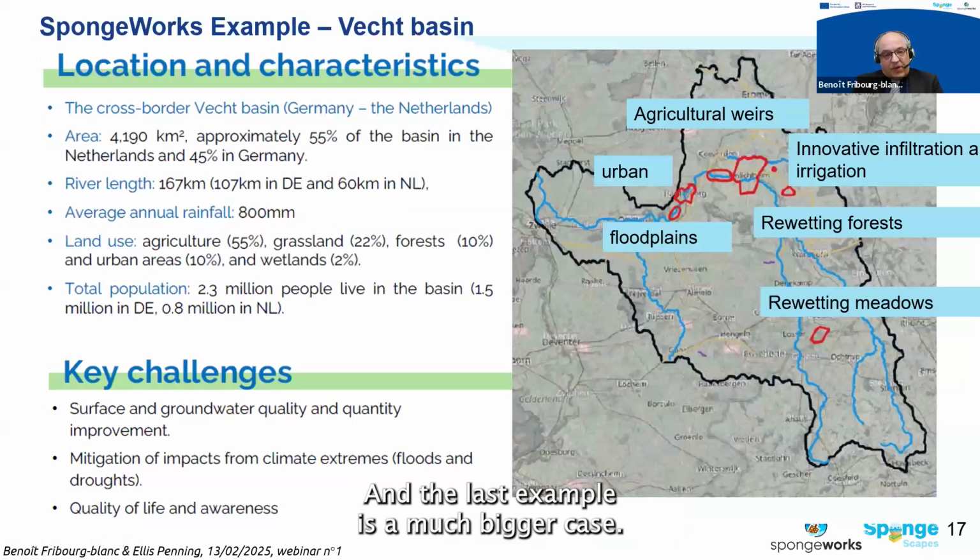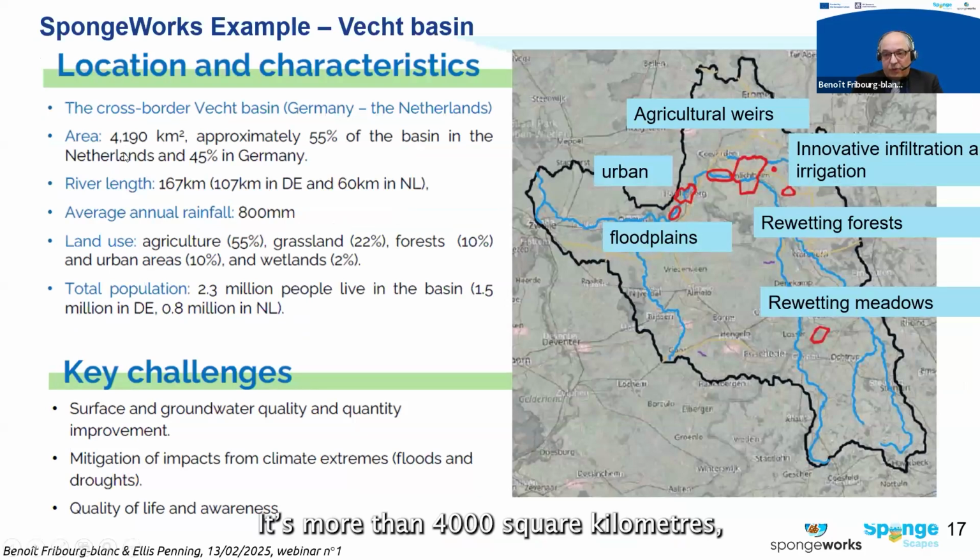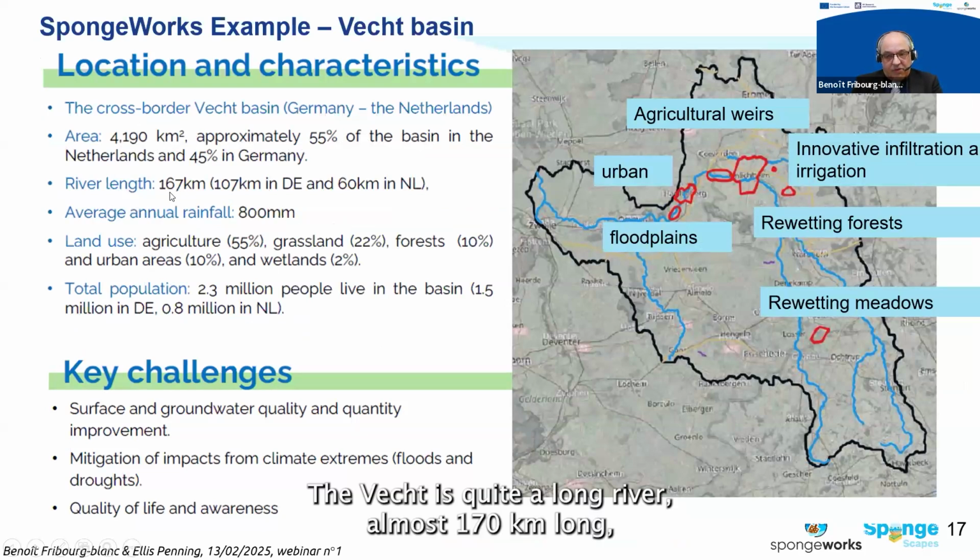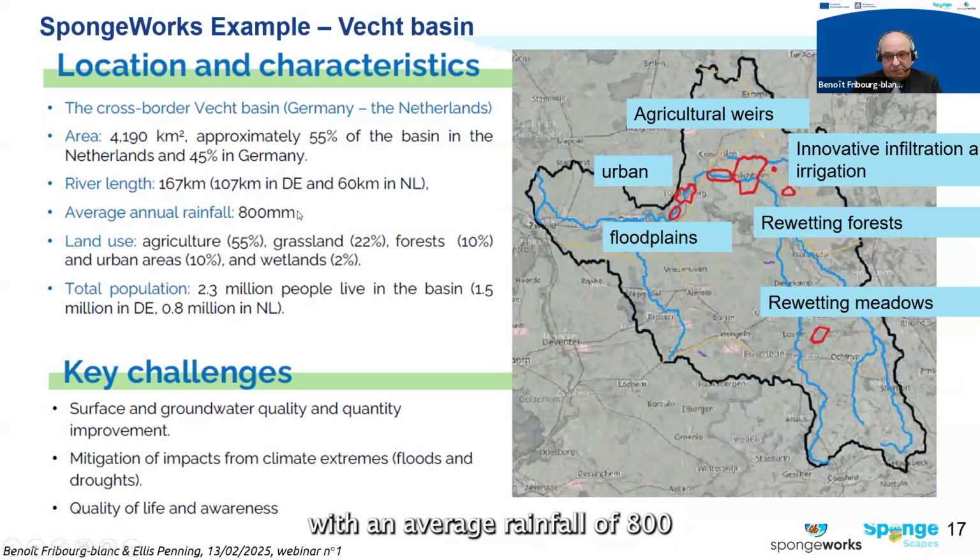And the final example is a much larger case. We have more than 4,000 square kilometers. It's a shared basin between the Netherlands and Germany. It's quite a long river and almost 170 kilometers with an average rainfall of 800 millimeters. And the combined land occupation with a lot of population, 2.3 million people.